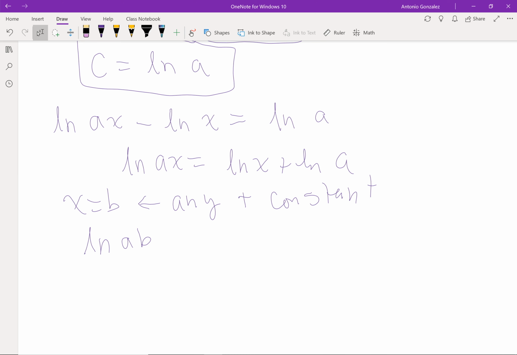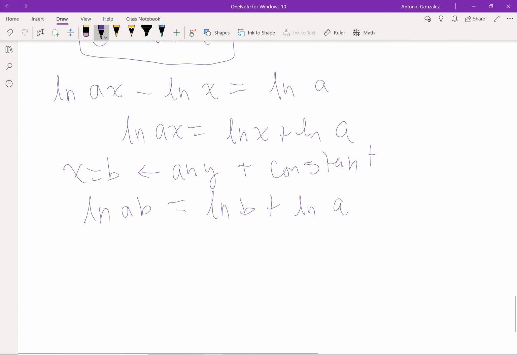ln of A times B, where A and B are any positive constants, is equal to the natural log of B plus the natural log of A. And that is the proof of our first logarithm property. One thing to notice here is that the proof was through properties of the integral, so it had nothing to do with exponents, which I think was probably how, in at least a pre-calculus course, they were treated.